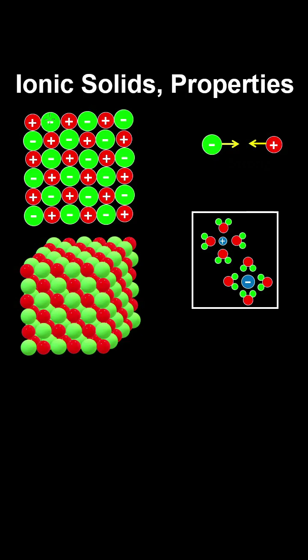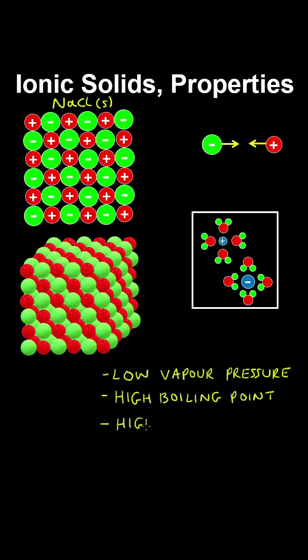Ionic solids are tightly packed structures to minimize repulsions between oppositely charged ions. So here we can see, for example, the two-dimensional and three-dimensional arrangement of sodium chloride, which is a solid at room temperature. And here you have strong interactions between the oppositely charged ions, which gives ionic solids different properties like a low vapor pressure, a high boiling point, a high melting point, and so on.